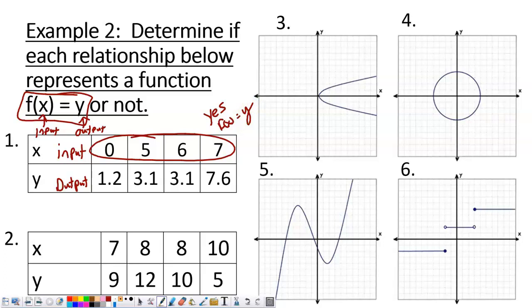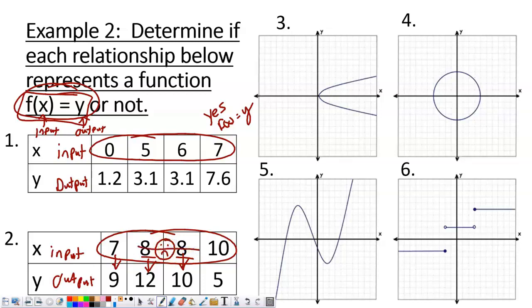Okay? Let's take a look at number 2. For number 2, we have to say that x is the input because the problem up here tells us it is. And we have to say that y is the output. Okay? In this case, can this be a function, f of x equals y? And the answer is no, because my input column has repeated numbers. The rule for functions is each input has to have one output. So 7 is related to 9, but 8 is related to 2 different numbers. So that ruins it. Therefore, no, this table cannot represent a function f of x equals y.